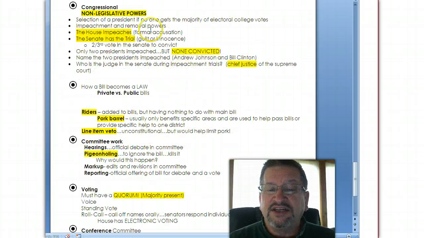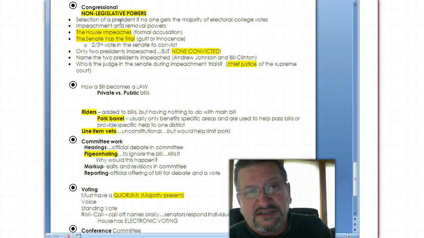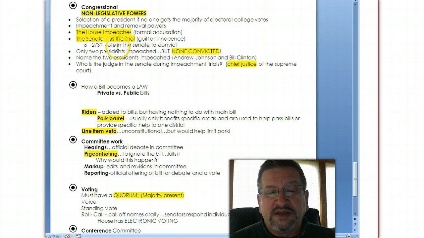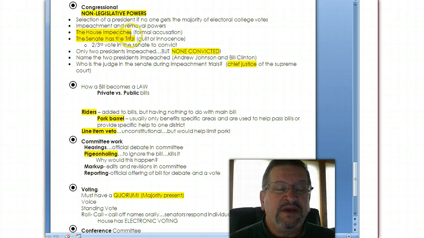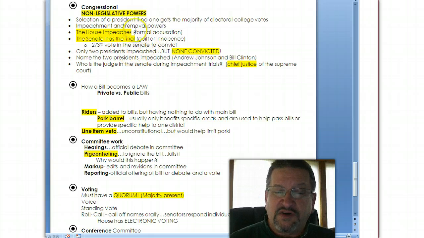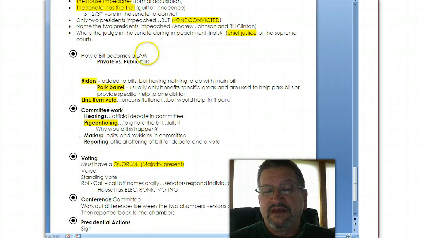Now, there are a couple of non-legislative powers that Congress has, powers where they're not making laws. One of them is to impeach and remove the president, and the other is picking the president if no presidential candidate receives a majority of the Electoral College votes. Then the House of Representatives has to come in and do that.